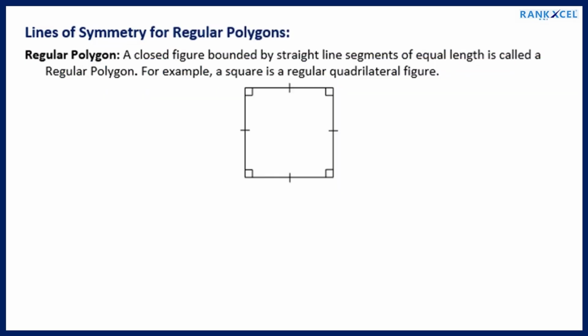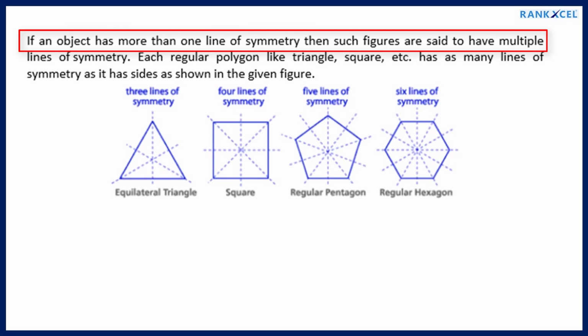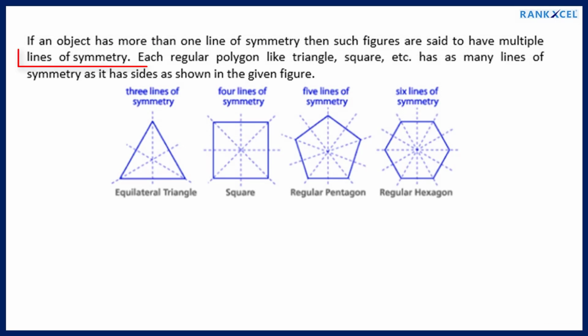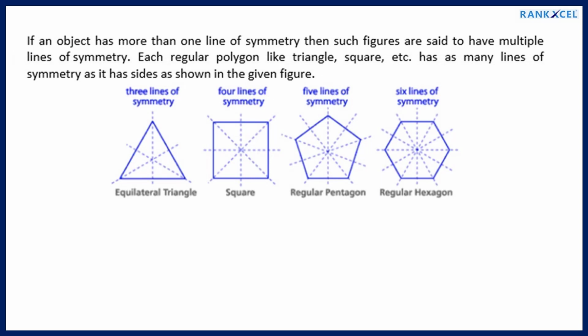Lines of symmetry for regular polygons. A closed figure bounded by straight line segments of equal length is called a regular polygon. For example, a square is a regular quadrilateral figure. If an object has more than one line of symmetry, then such figures are said to have multiple lines of symmetry. Each regular polygon, like triangle, square, etc., has as many lines of symmetry as it has sides, as shown in the given figure.